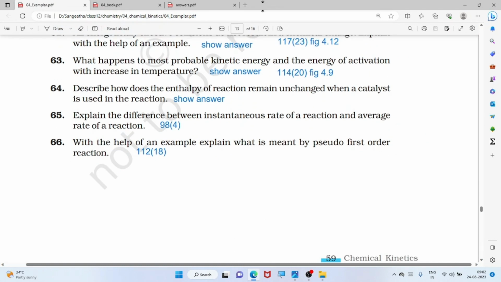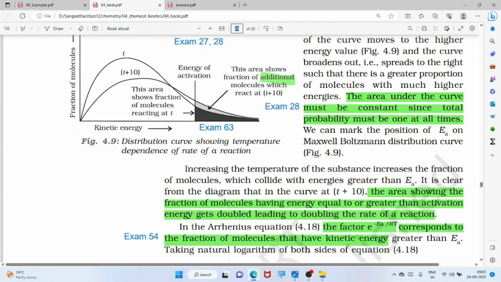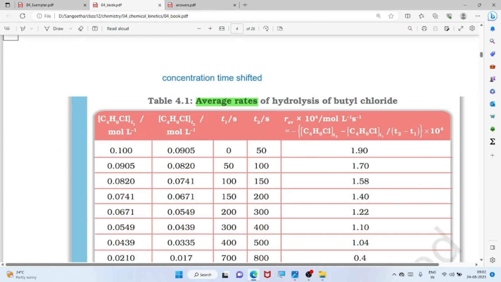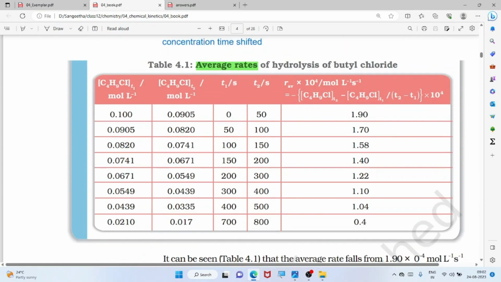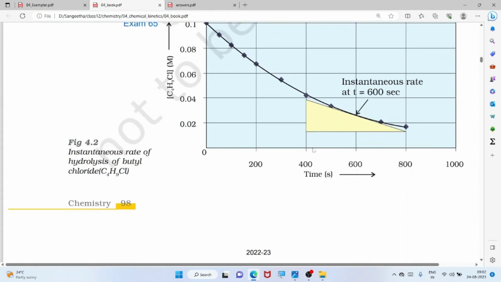Explain the difference between the instantaneous rate of the reaction and the average rate of the reaction. This is how the average rate of the reaction is computed: the change in concentration divided by the time. Whereas the instantaneous rate at this point is computed like this: this change divided by this change. Instantaneous rate at 600 seconds.